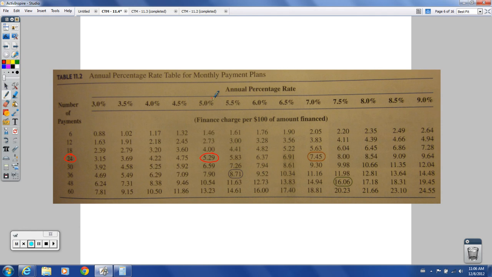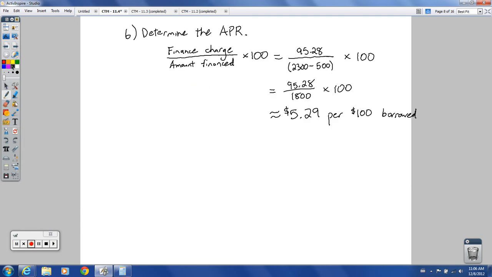The APR then would be right here. So 24 months, 5.29 per $100 financed is your finance charge, and that's going to match up with the 5.0% APR. So write that down. This is our final answer.